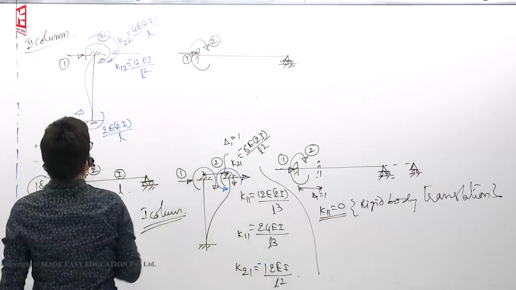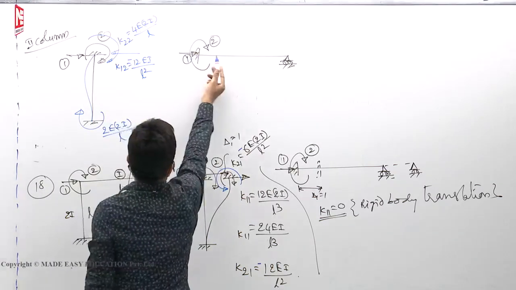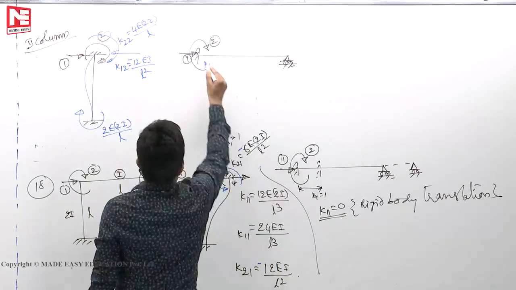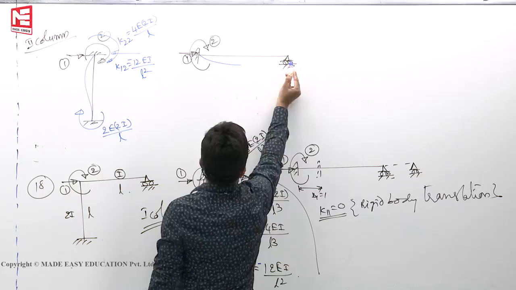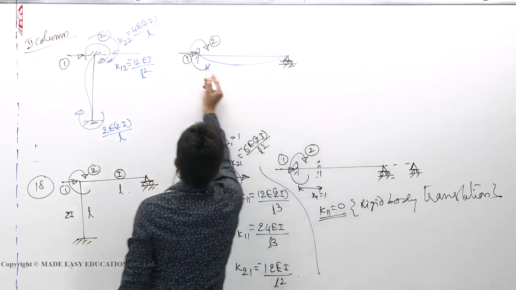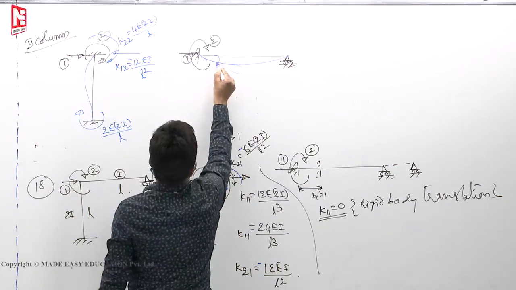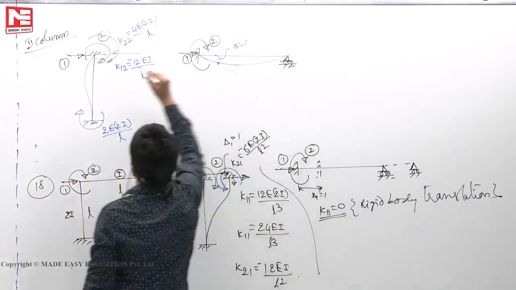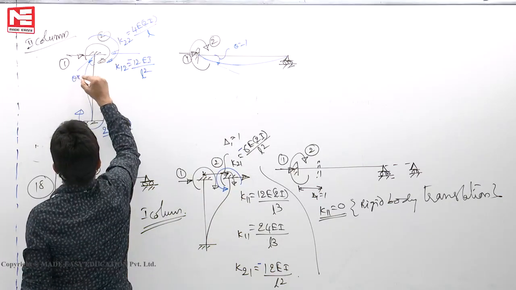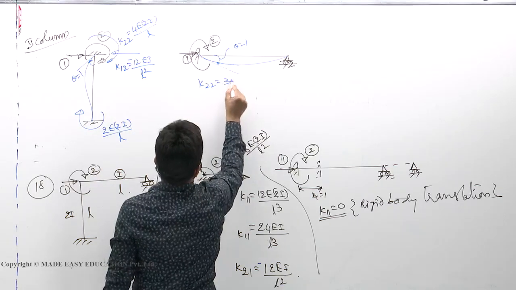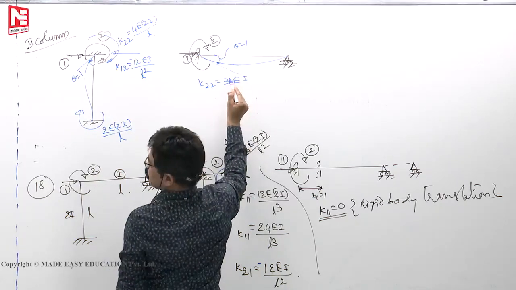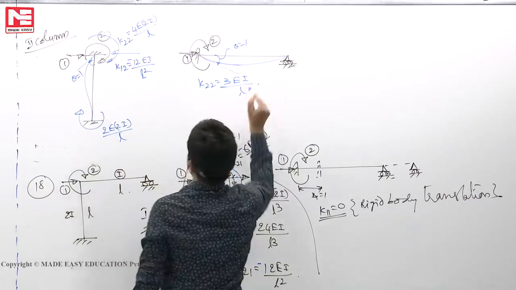Acting in the opposite direction, so minus. Here nothing is required because it simply moves. When I apply a clockwise moment, the deflected shape is like this. It simply rotates this way. We want to give theta 1. Here also theta is 1. For this profile we know K22 is 3EI by L.